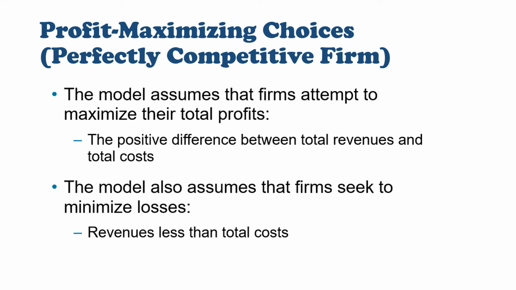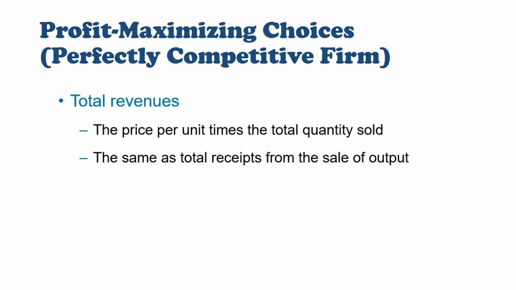The positive difference between total revenue and total cost is the profit. So we want to maximize that difference. We also make the assumption that the firm seeks to minimize losses, so revenues minus the total cost. Total revenue is the price per unit times the quantity sold, P times Q. It's the same as the total receipts from the sale of output.